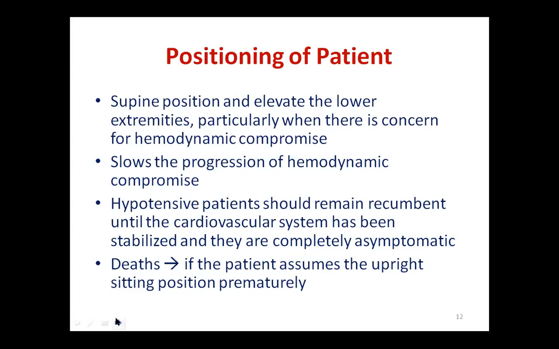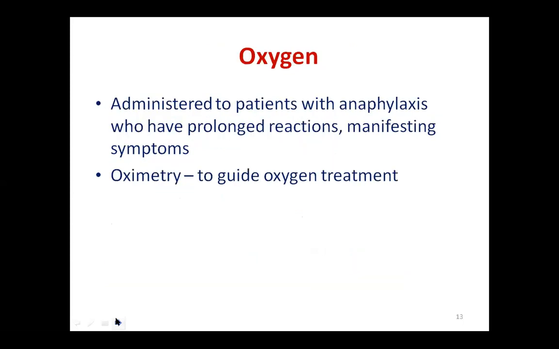Supine position, elevate the lower extremities, particularly when there is concern of hemodynamic compromise. This slows the progression of the hemodynamic compromise. The hypotensive patients should remain recumbent until the cardiovascular system has been stabilized and they are completely asymptomatic. There are some instances when the patient becomes upright from the sitting position prematurely, and that causes sudden deaths. So we have to be very cautious regarding the positioning of the patient.